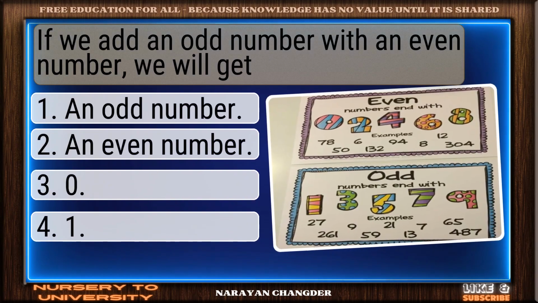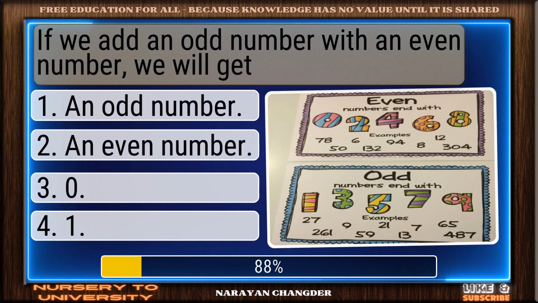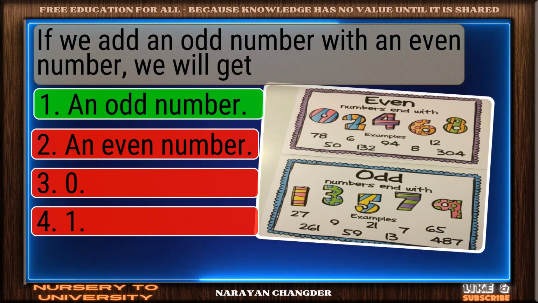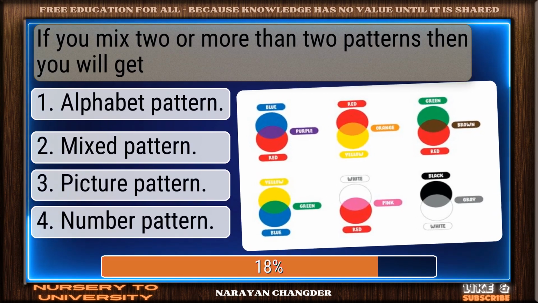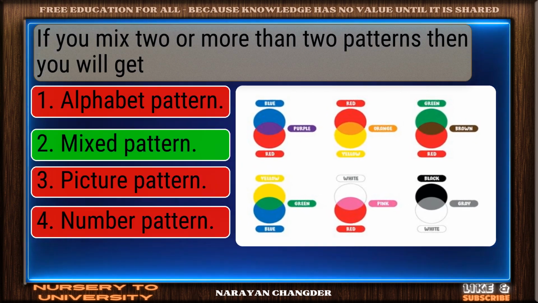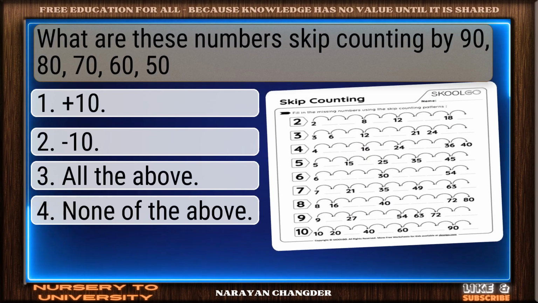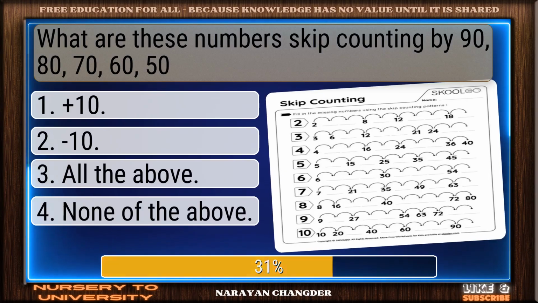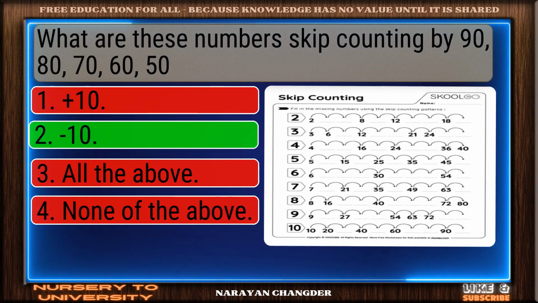If we add an odd number with an even number, we will get. Nicely done. An odd number is a solid answer. If you mix two or more than two patterns, then you will get. Bravo. Mixed pattern is the answer. What are these numbers skip counting by 90, 80, 70, 60, 50? You chose 10, and it is correct.